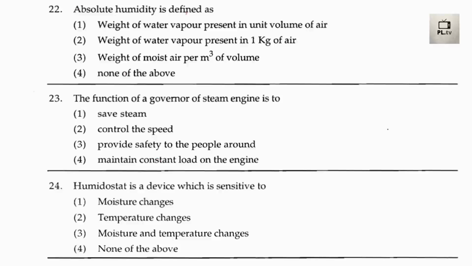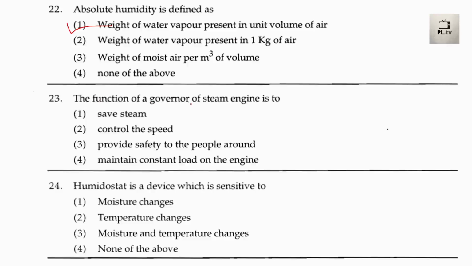The absolute humidity is defined as the weight of water vapor present in a unit volume of air, weight of water vapor present in 1 kg of air, or weight of moist air per meter cube of volume. So the correct answer is the mass of water vapor in a unit volume of air.